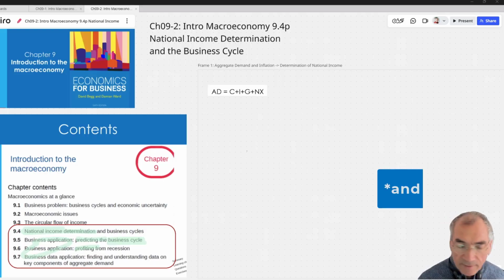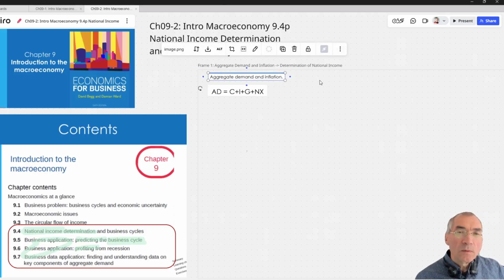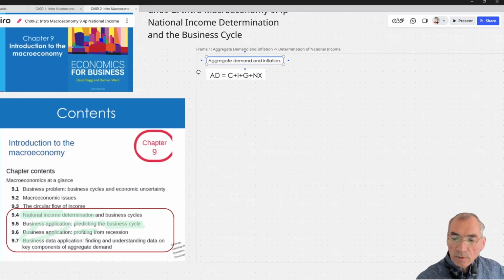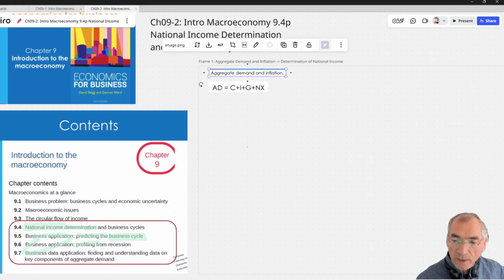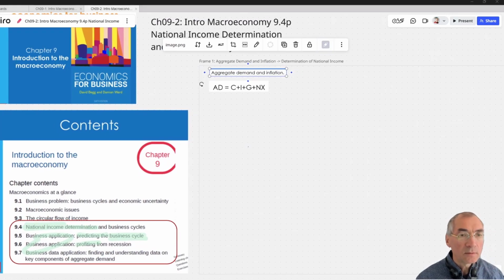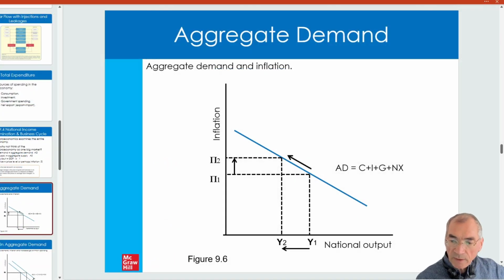Aggregate demand and inflation. Why do we talk about inflation when we think about aggregate demand, all the consumption, all the investment, all the government spendings, and so on? How is that connected to inflation? Let's have a look at figure 9.6, where we see this relation.